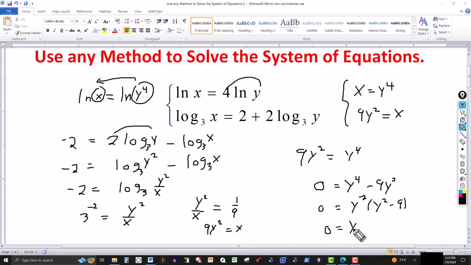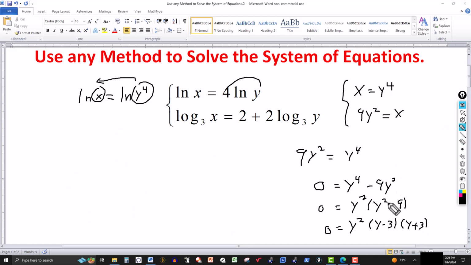So this will be y squared. And let's factor this out. Difference of squares, so y squared minus 9 can be factored into y minus 3 and y plus 3. So I got a product of factors equal to 0. That means every factor can be equal to 0. So we just set each factor equal to 0.